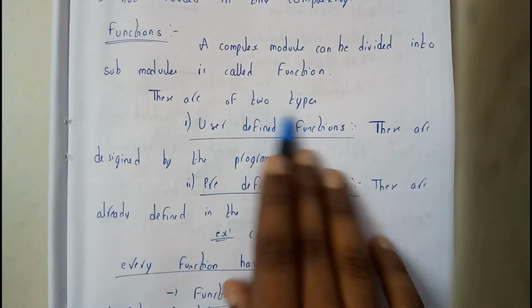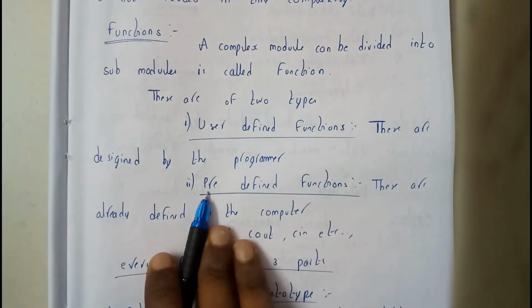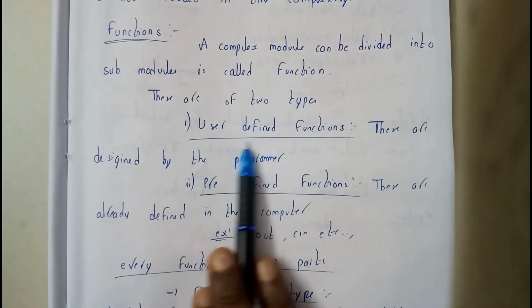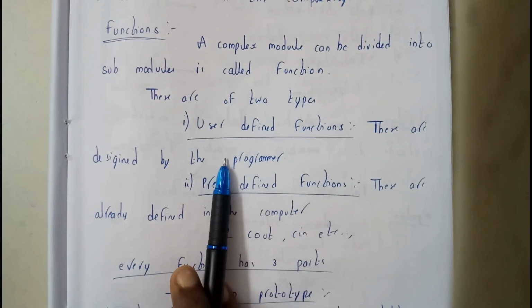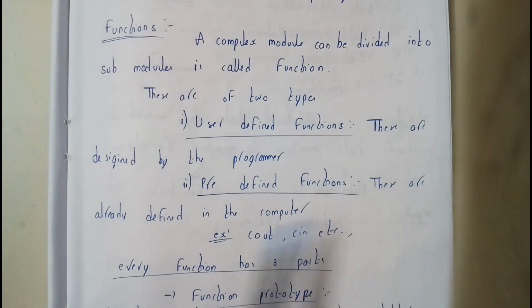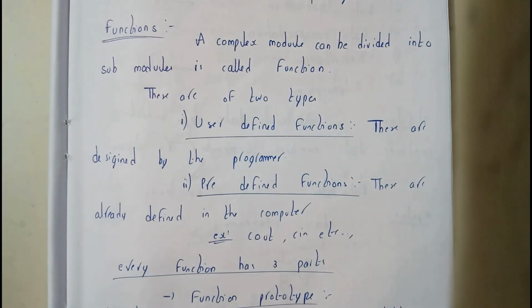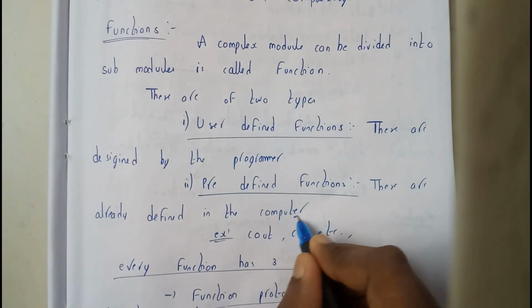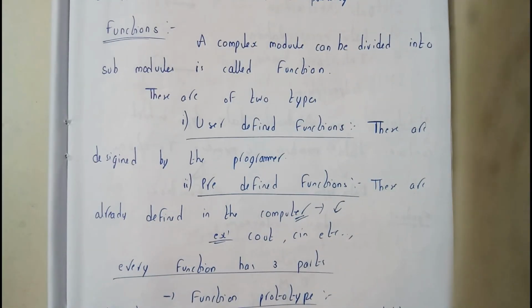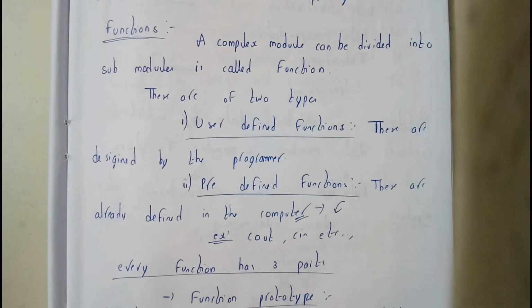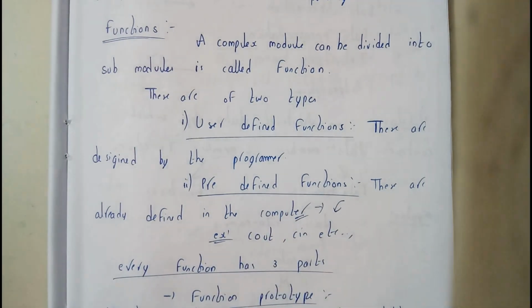So these are divided into two types. One of them is user-defined function, another one is predefined function. User-defined functions are nothing but designed by our programmers, that is why they are user-defined. Predefined ones are already defined in the computer. Remember, this is given not by the computer, but by that particular software. That software exists in our computer, so I have directly written it as computer.